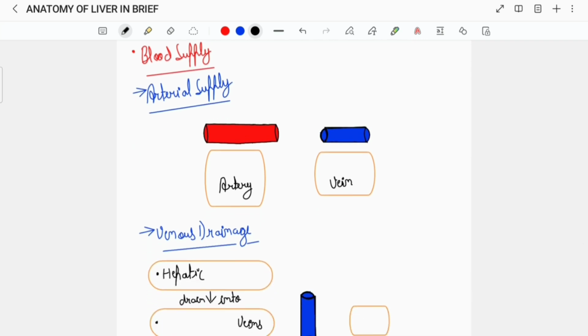Talking about the blood supply of liver. Liver has a dual arterial supply. It receives 20% of its arterial supply from the hepatic artery and the remaining 80% from the portal vein.